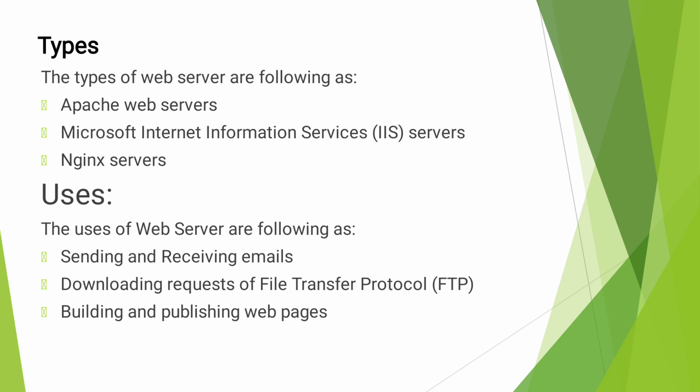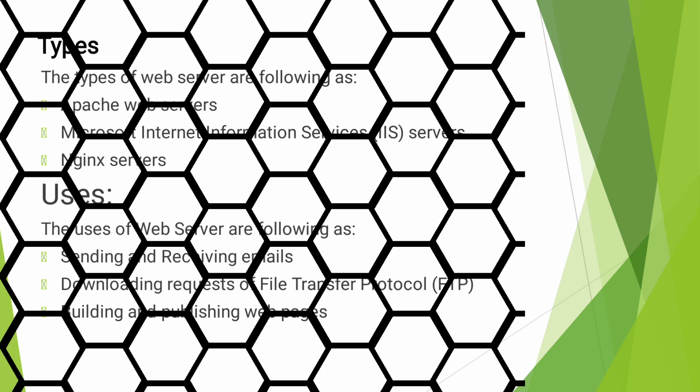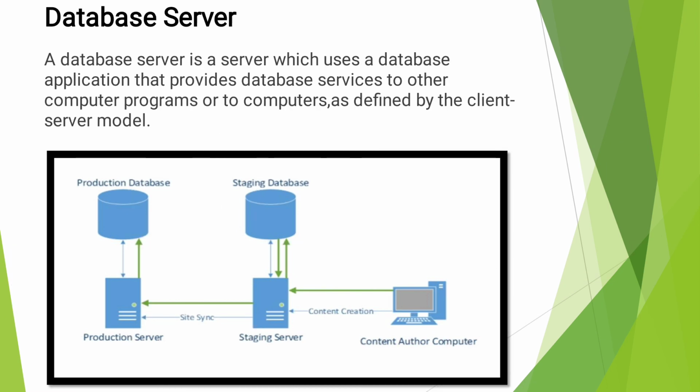Then I discuss the uses of web server. The uses of web server are as follows. First one is sending and receiving emails. Second one is downloading requests of file transfer protocol. And last one is building and publishing web pages. After web server, I'll discuss the second type of server operating system. The second type of server operating system is database server.